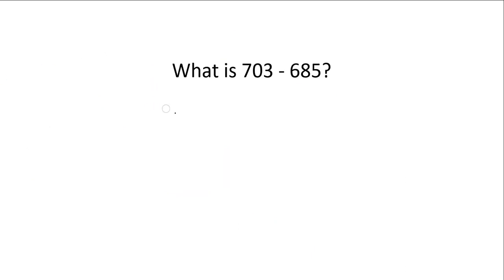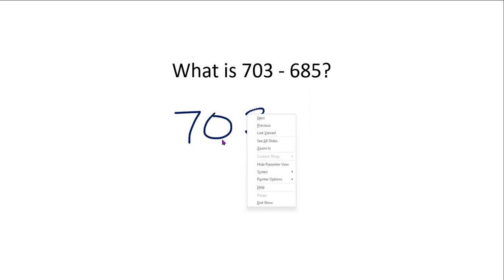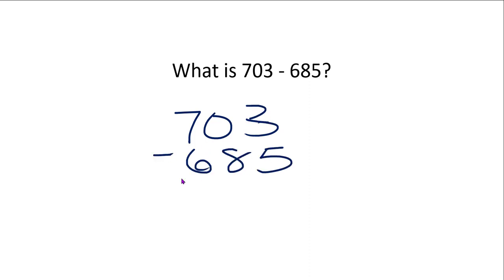703 minus 685. Let's go ahead and set that up. And then 685. So we're going to have to regroup. Do you see that already? Because 3 minus 5, I cannot do that because 3 is less than 5.